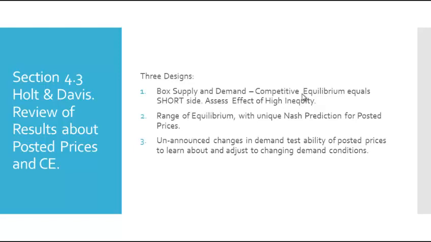So we start with section 4.3, which is a review of the results about posted prices and how this compares with competitive equilibrium. There are 3 experimental designs which we look at in this section. One is the box supply and demand. This means supply is flat at a low cost, demand is flat at a high value.